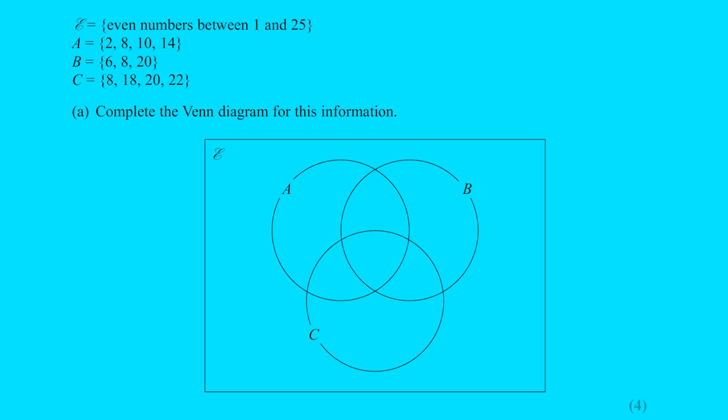And that is the place where those two groups overlap. So I'm going to fill in the numbers on this Venn diagram. It is to show all even numbers between 1 and 25, so we must include every single even number. And let's start with A.